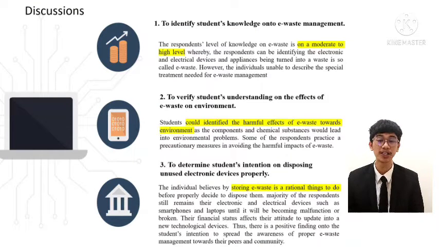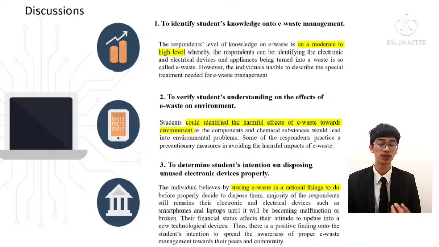For the discussion part, it is interrelated with the research objective and our findings mentioned. The respondents' level of knowledge on e-waste is at a moderate to high level, whereby the respondents can identify that electronic and electrical devices and appliances that are turned into waste are so-called e-waste. However, the individuals were unable to describe the special treatment needed for e-waste management. Next, students could identify the harmful effects of e-waste on the environment, as the components and chemical substances will lead to environmental problems. Some of the respondents practice precautionary measures in avoiding the harmful impacts of e-waste.